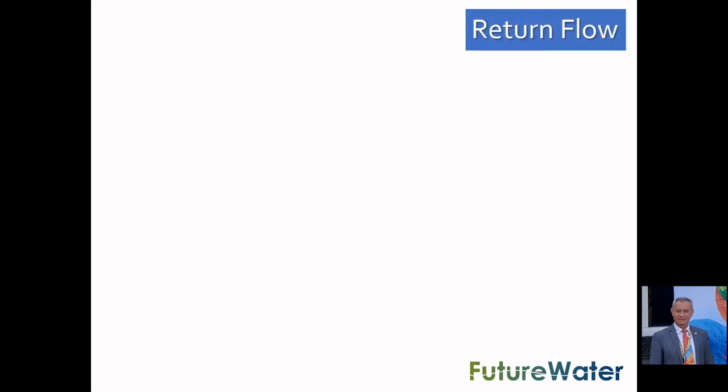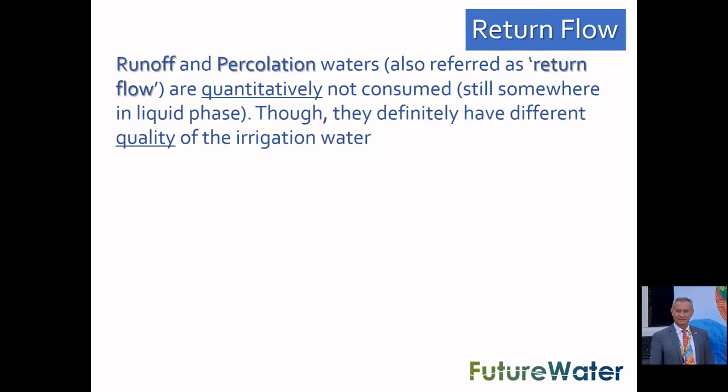Let's talk now about return flow. In the previous case of irrigation, we have observed that there are two fractions, runoff and percolation, that quantitatively are not consumed. They are still in the system in liquid phase, although they have changed their original quality. These two fractions are also referred to as return flow. Essentially, with return flow, we indicate the fraction of water that, after being applied to a specific use, goes back in some form to the system in liquid phase.